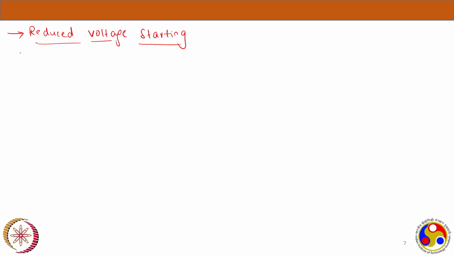reactor starting. Now see, the name itself says that we are using a reactor. This reactor will have some turns ratio, and it will reduce the input supply. That's how we are achieving it. There is a reactor box you need to buy first, and you need to place that reactor between the supply and your motor. Then you will have some reduced voltage input to your motor. So that's how you will achieve it.